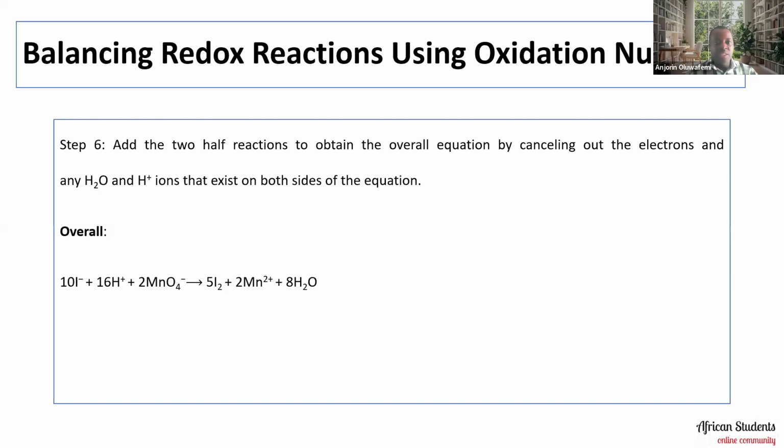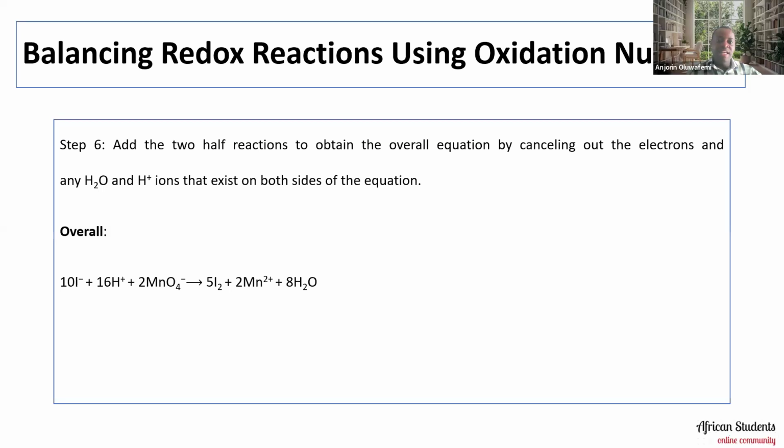Let's do it this way. 16 minus 10 will give us 6. 6 minus 2 will give us 4. That is the total number of charges that we have on the left-hand side.